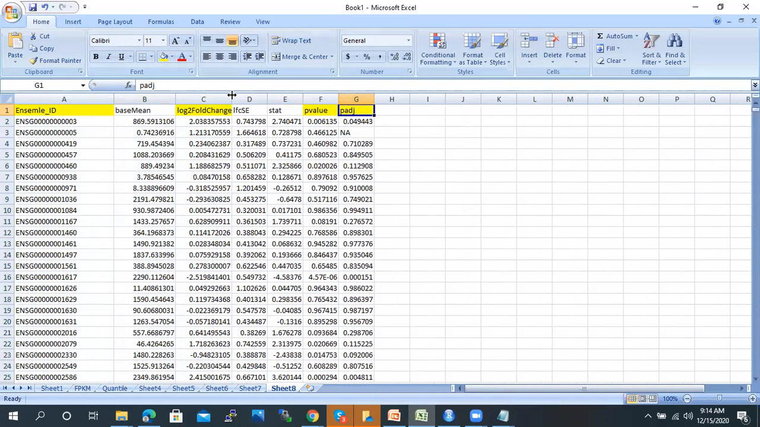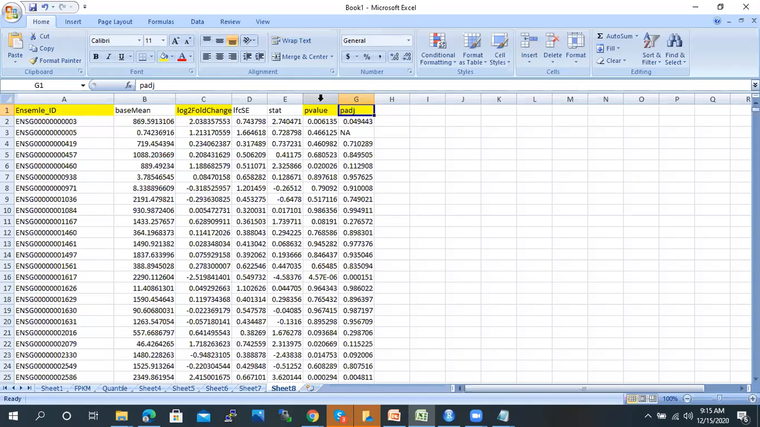The log fold change will tell you by how much fold a particular gene is highly expressed, upregulated or downregulated in condition 1 in comparison to condition 2. Positive fold change means it is upregulated in condition 1 in comparison to condition 2. Negative fold change means it is downregulated. So a log fold change of 1 means it is about two times upregulated. So you can take that as a cutoff.